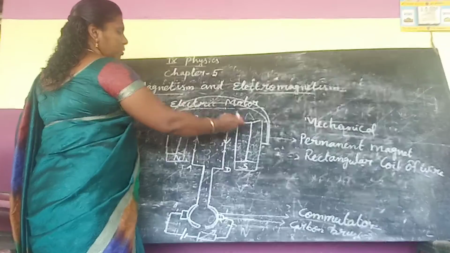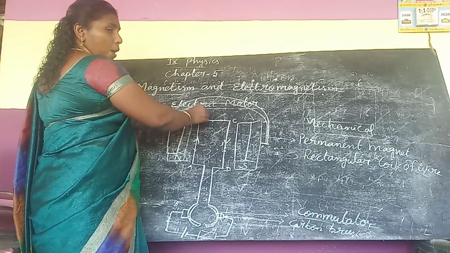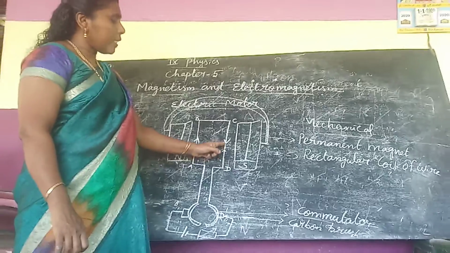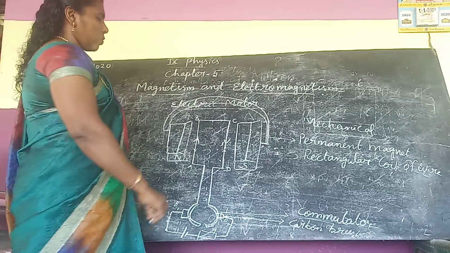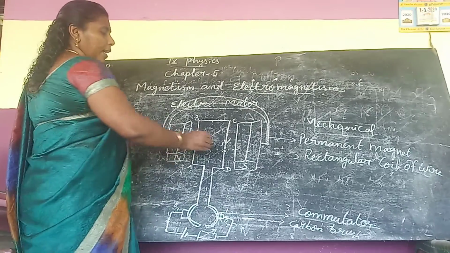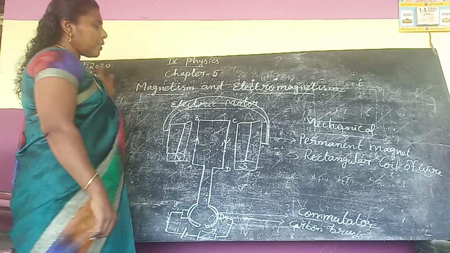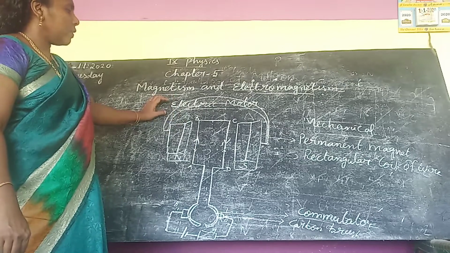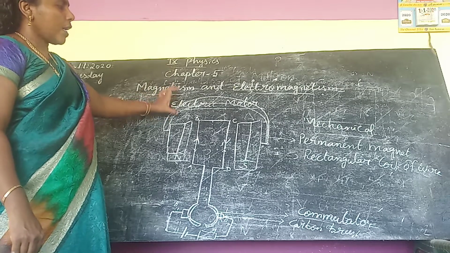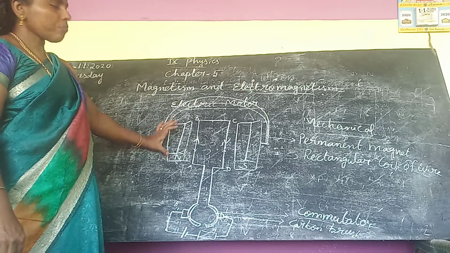The CD arm will come up and the AB arm will go down. So after that, what happens? It will rotate. Which direction? Anti-clockwise direction. So then the current flows D, C, B, A. Like that, the rotation will happen in this electric motor. Okay, can you understand the construction and the working of the electric motor?